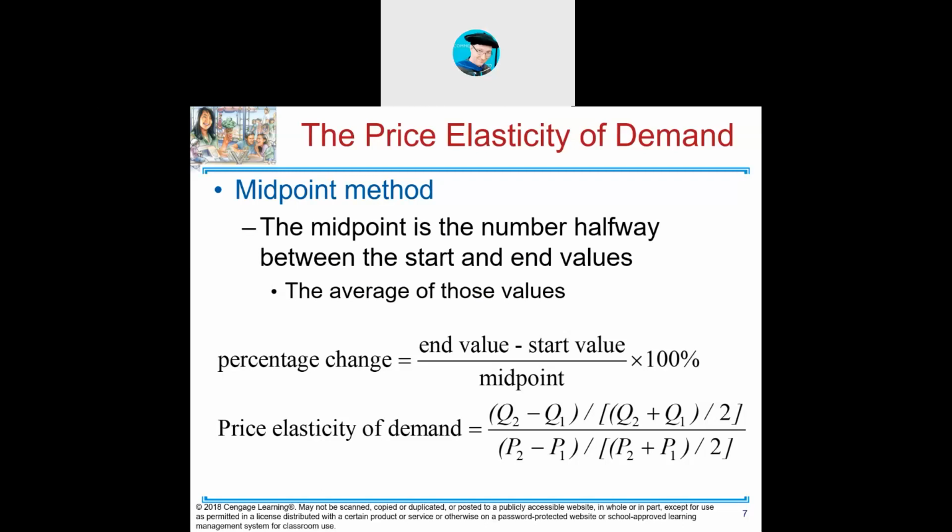That middle ground in the midpoint method is the number halfway between the start and end values, which we consider to be the average of values, right? And so with the average of values, we can get a better understanding of where our customers would be most flexible with respect to price. That's why I call it the midpoint.